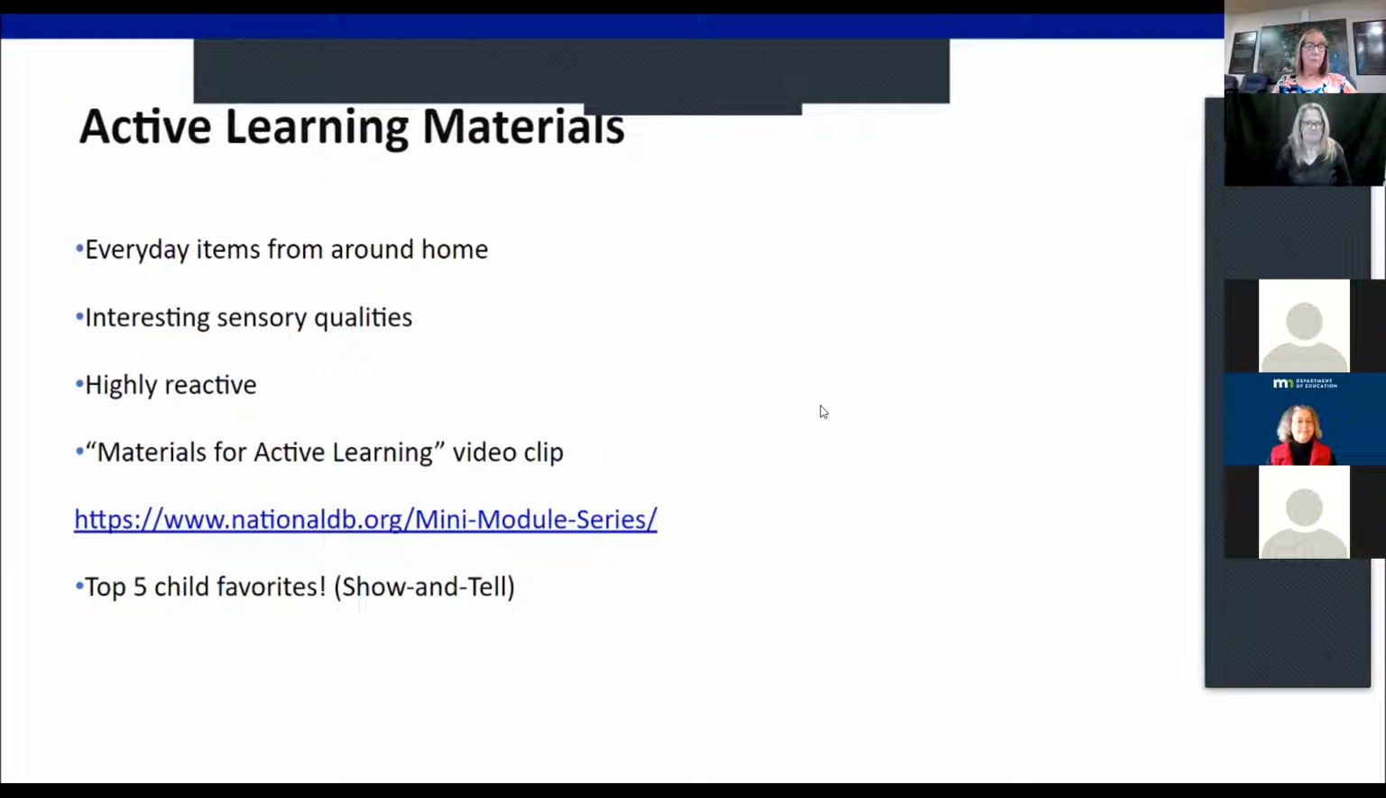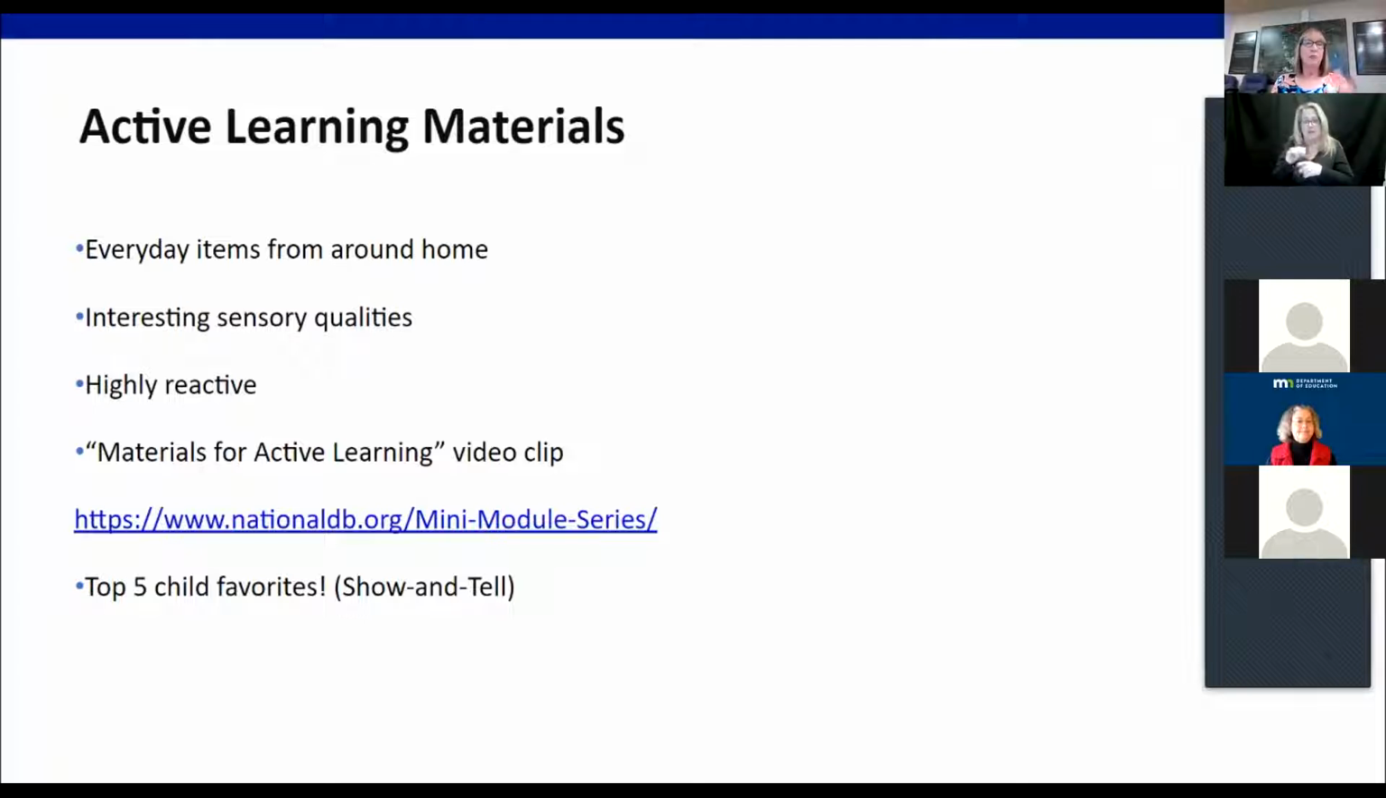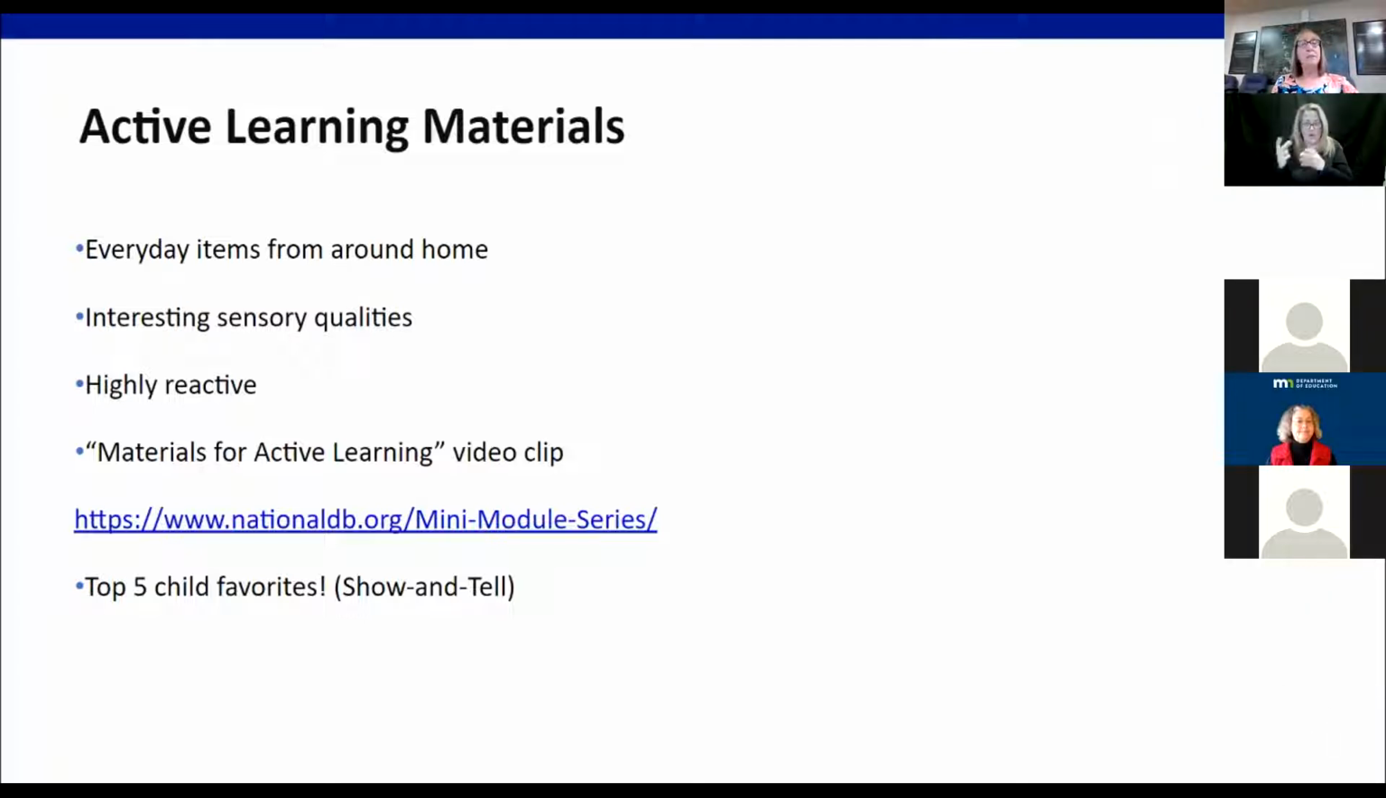Okay, so active learning materials. You saw some examples of some of the things that were used in the video clips. Basically, Lilli Nielsen really insisted that most of them be everyday items from around home. If you think about it, that makes sense because they're the types of things that kids will contact in their everyday life. They're also things that offer sensory experiences that a lot of toys don't. If you look at our toys nowadays, most of them are molded plastic with very little other sensory qualities.